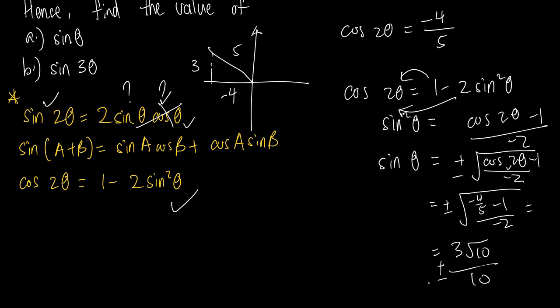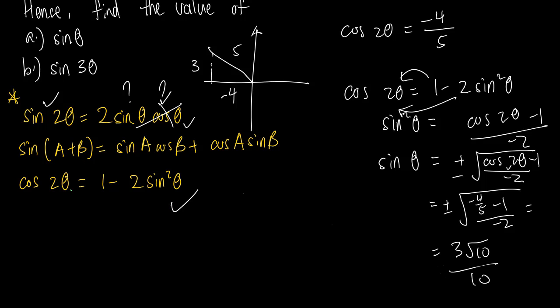Next, we need to determine whether both plus and minus are accepted or not. This depends on the angle of theta, and given by the question, 2 theta is obtuse, which means theta will be acute for sure. Sine of any acute angle will always be positive. Therefore, the final answer is just positive. Only positive is accepted. So this is our final answer for sine theta.